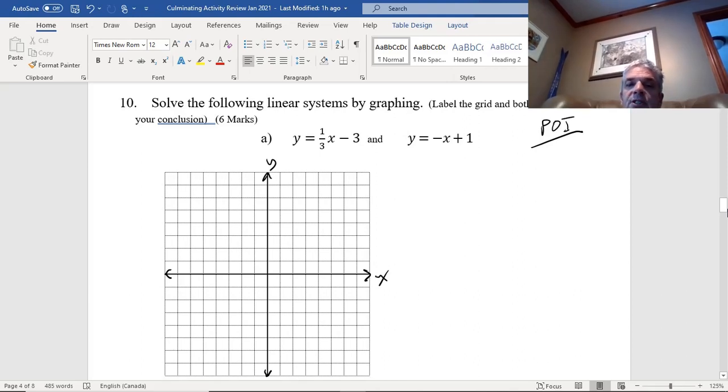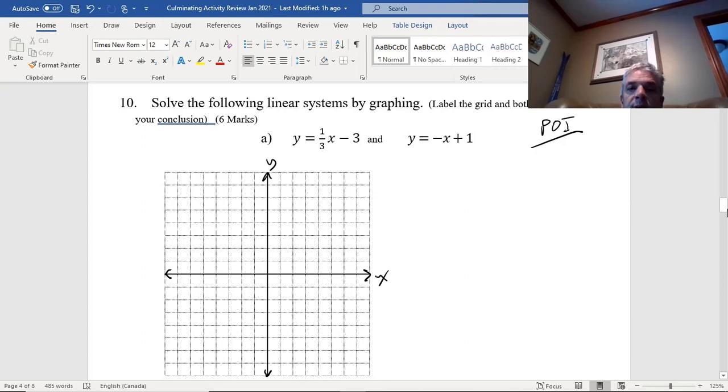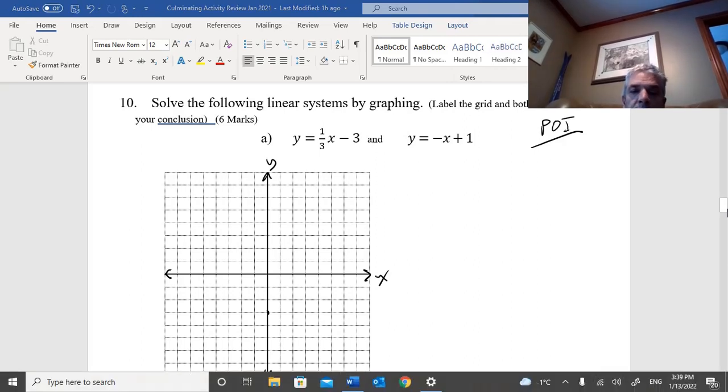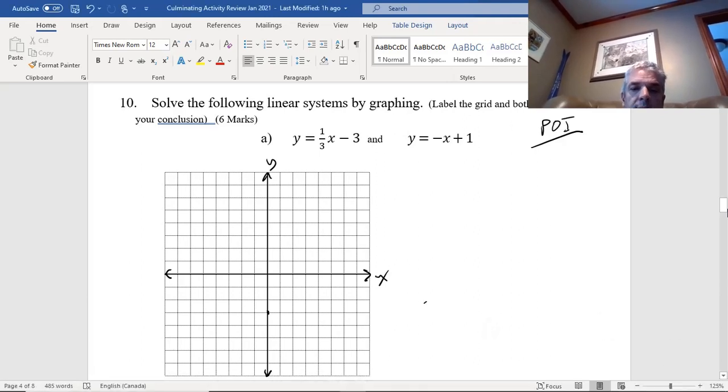I'm going to graph these quick and dirty because I did a long one up above. So -3 is my y-intercept, 1, 2, 3, right here. And then I'm going to say my rise is 1 and my run is 3. 1, 2, 3, right? Okay, come on, girl.